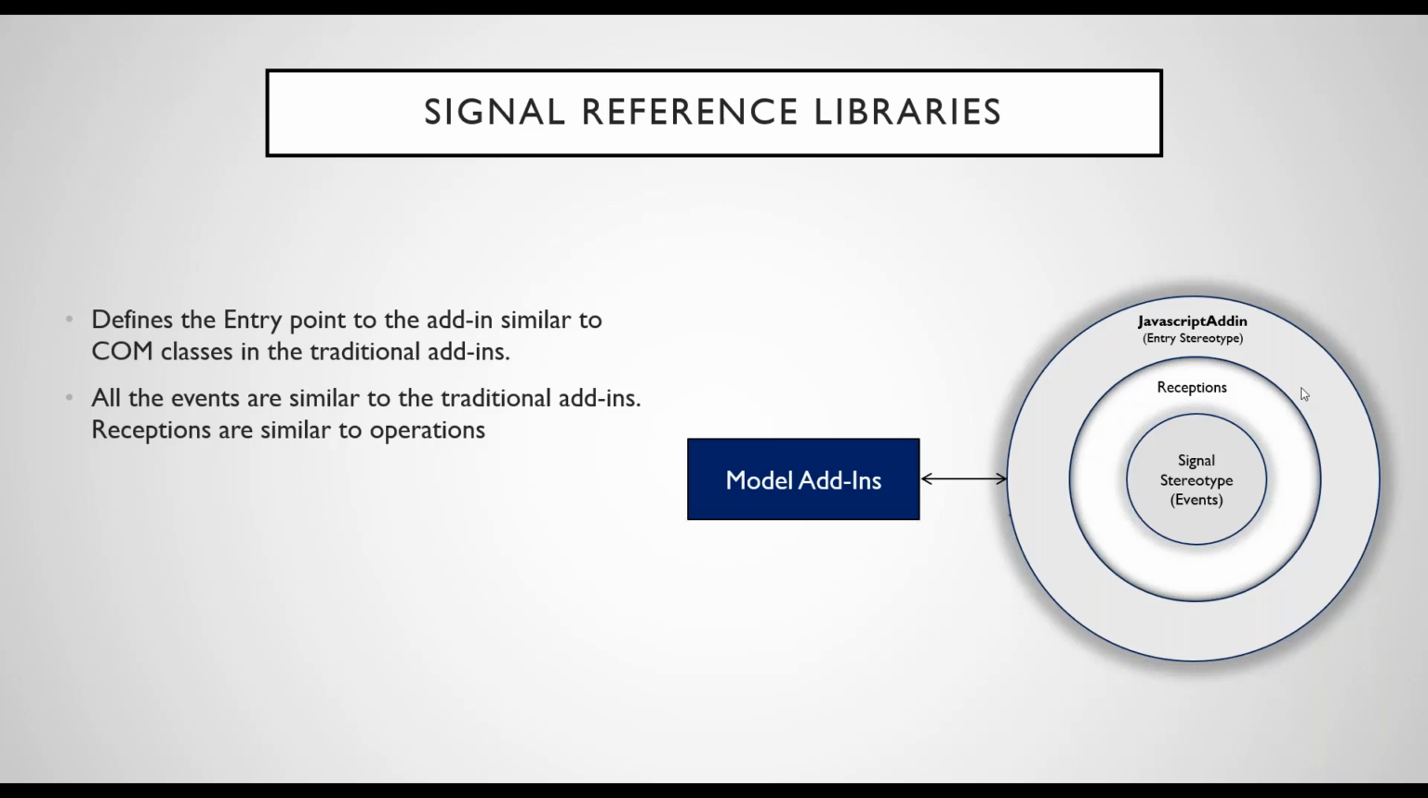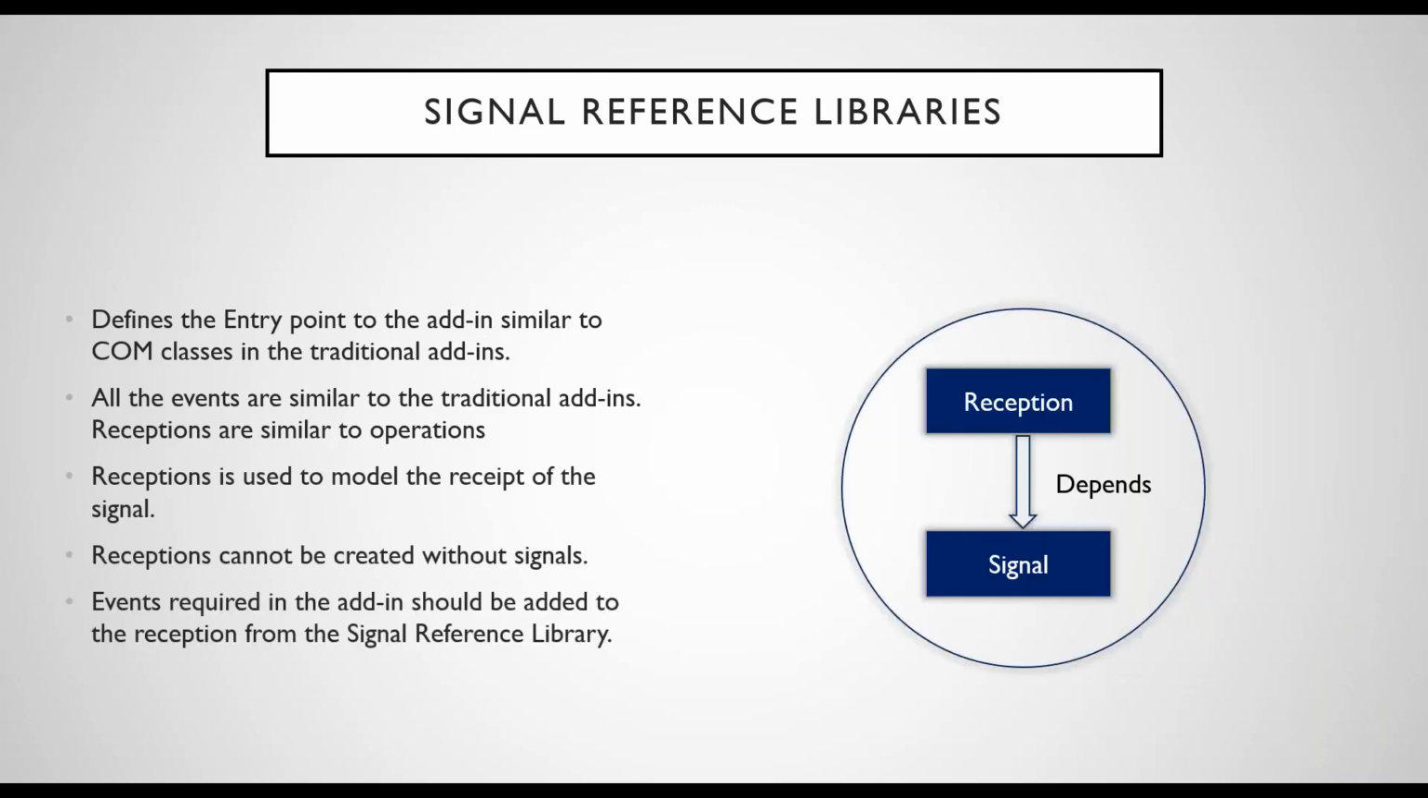To make use of receptions, a reception needs to be configured with at least a single signal. Basically, receptions depend on signals, and these signals are used to pass the EA events to the add-in based on the configurations of the signals. So that's how EA will communicate with the model add-ins. That's an overview of the configuration part.